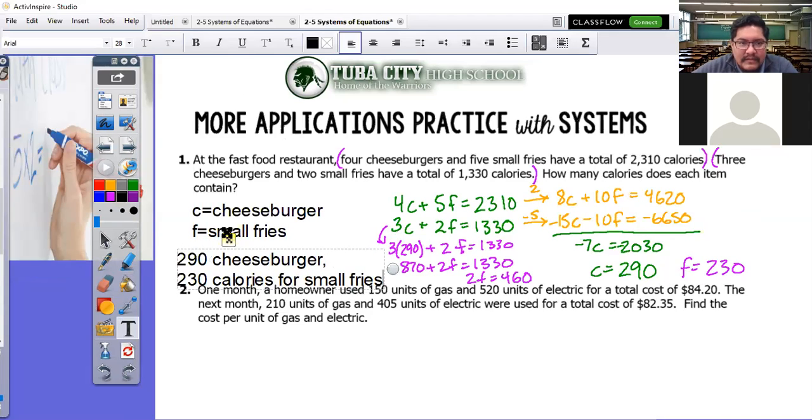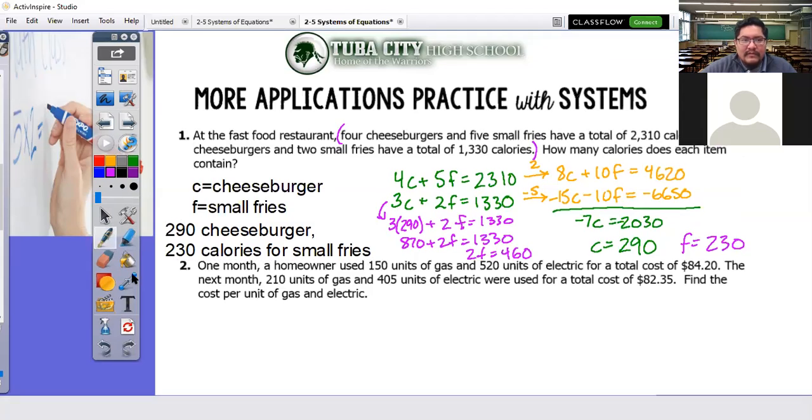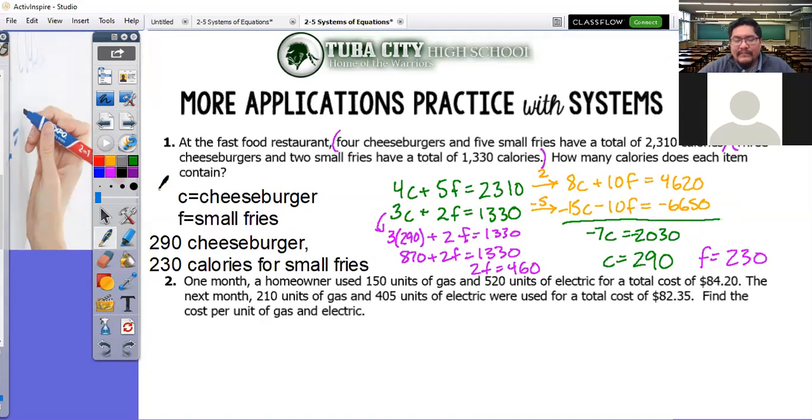All right, so something like that. So 290 calories for a cheeseburger and 230 calories for the small fry. Whew, okay, so again, don't be afraid to check yourself. It's pretty easy to make a mistake like that. So if something doesn't seem right, back off and see what's up.